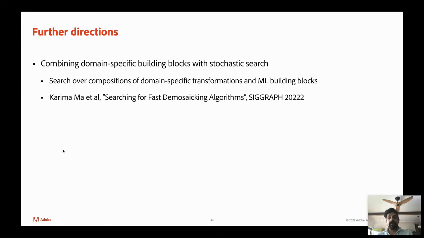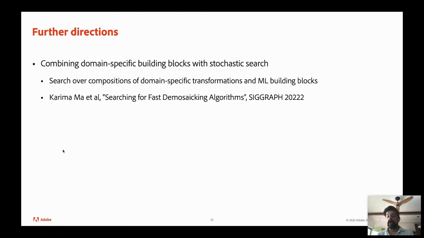To end with, I'm going to kind of outline a few further directions for this general application of compute power to making programming faster. The first thing that I alluded to earlier is how do we combine really the nice parts of program synthesis, which really does well for domain-specific building blocks, along with stochastic search.